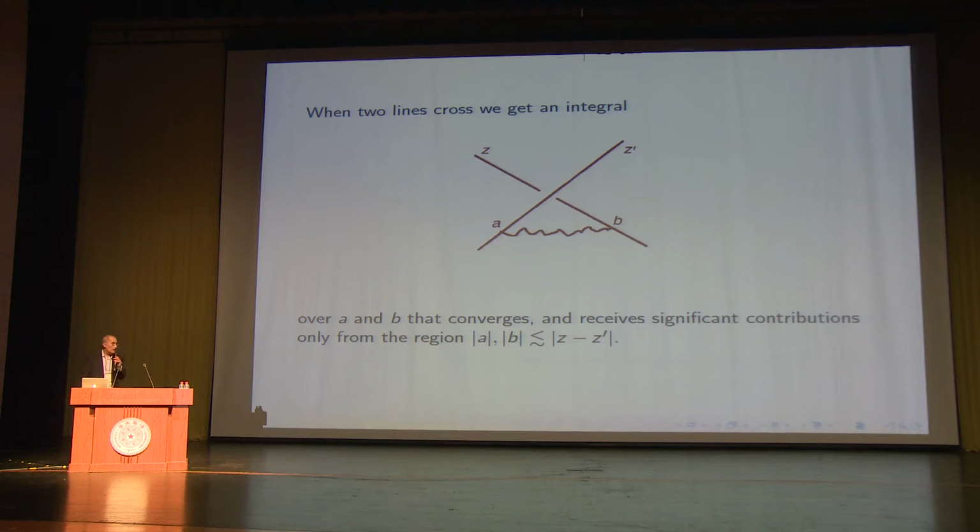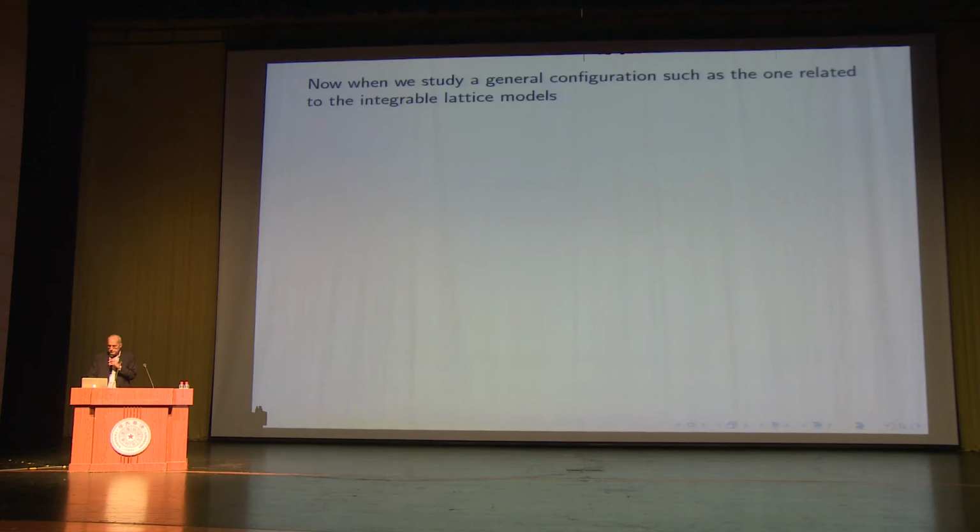When two lines cross, we get an integral over A and B, and the integral converges. So infrared triviality means that if A and B are large, the propagator is small and the integral converges. So the integral converges, and it receives its significant contributions only when A and B are not much bigger than Z minus Z prime. I'll say what it converges to in a moment.